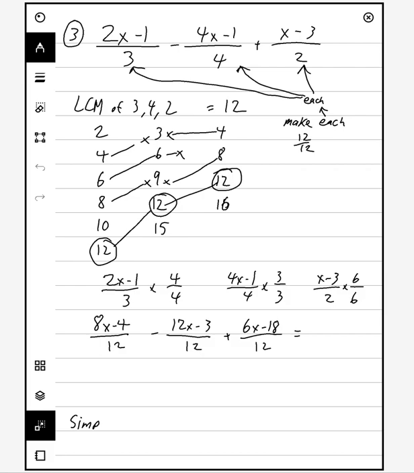Cool, so let's get into it. Okay, so in order to figure out how to make the bottoms all the same, we need to figure out what's their lowest common multiple. So the lowest common multiple of 3, 4, and 2, I put them all down here. I just put out like here, 2 times 2, 4, 6, 8, 10. And then 3, 6, 9, 12. And for 4, 4, 8, 12. So what I found was that 12 was the lowest common multiple for all of these.